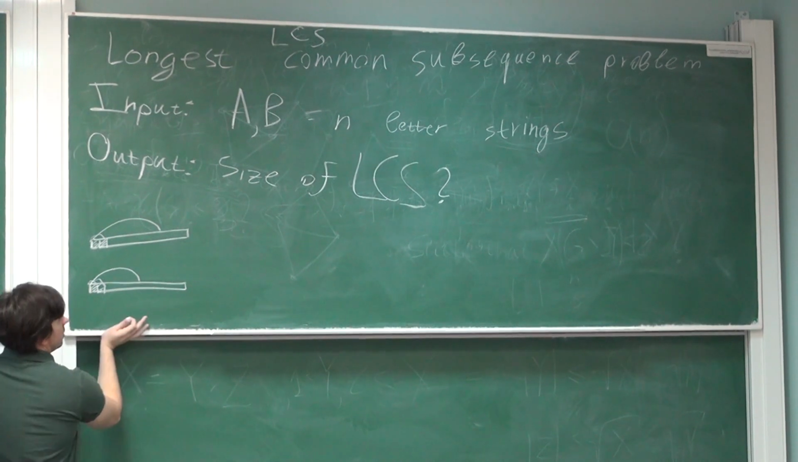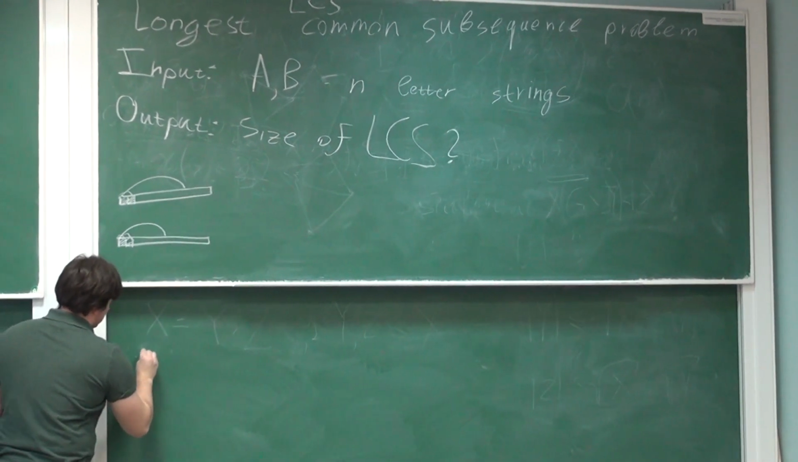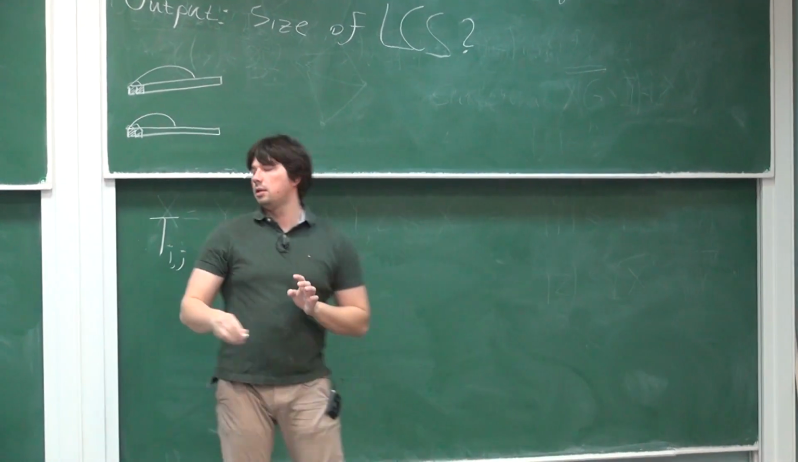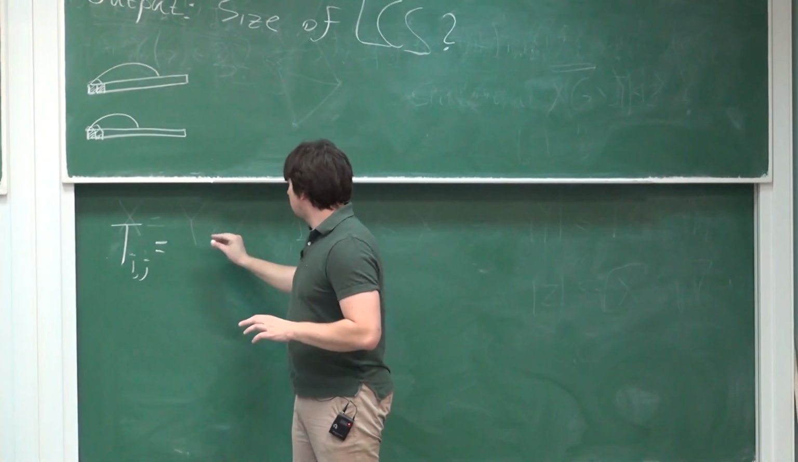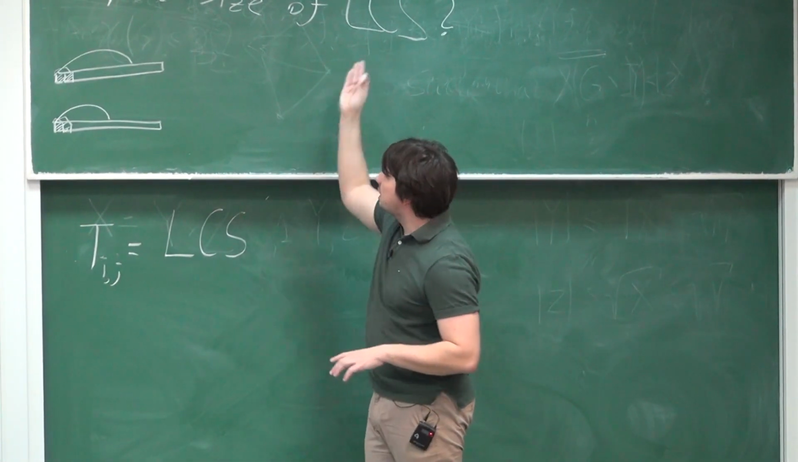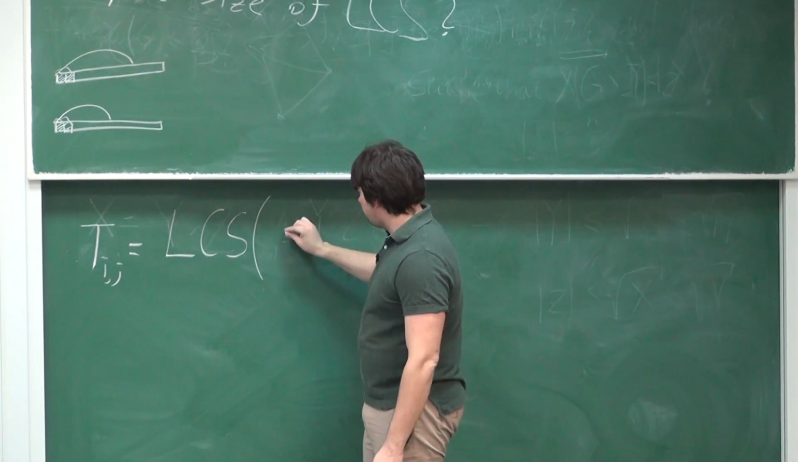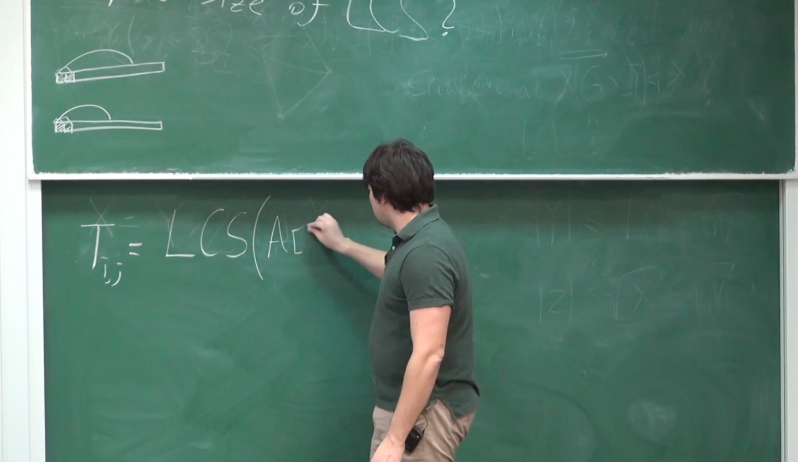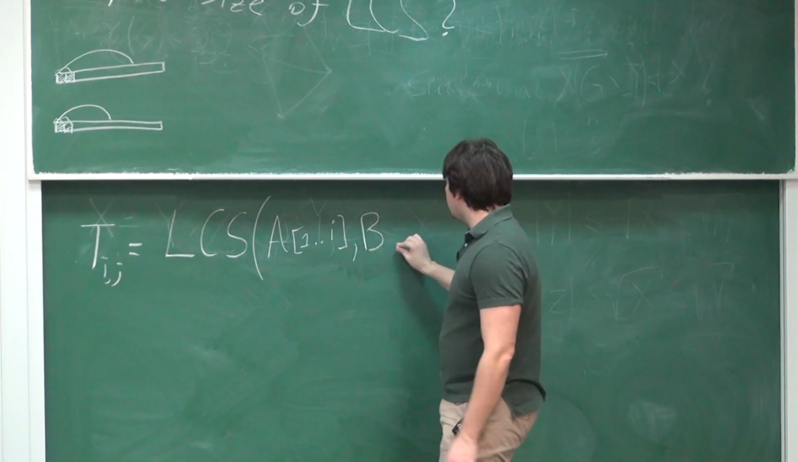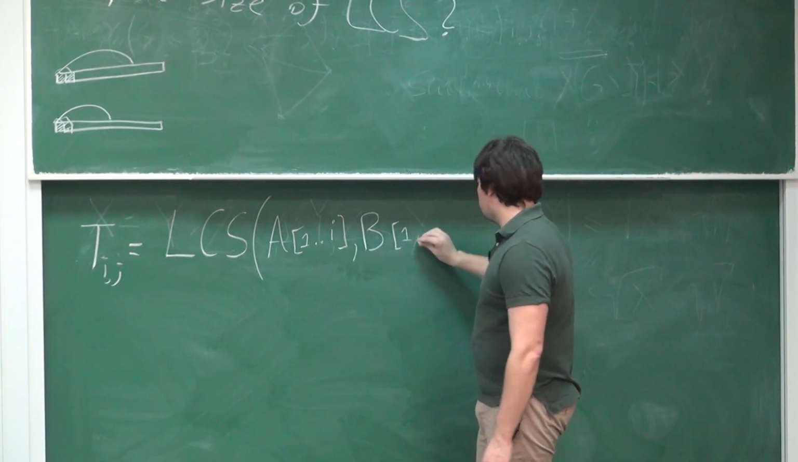So we will have that Tij is the size of the longest common subsequence of A from 1 to i and B from 1 to j.